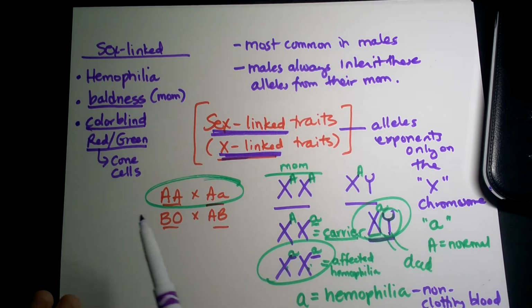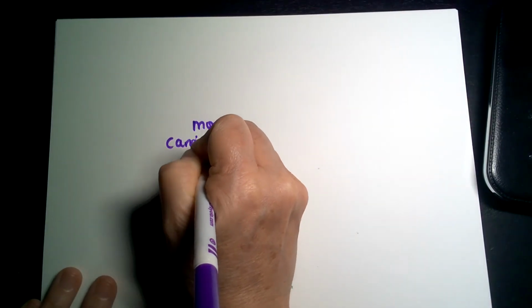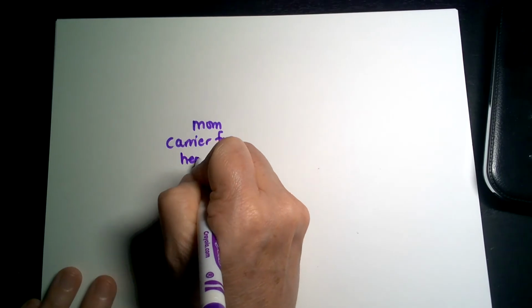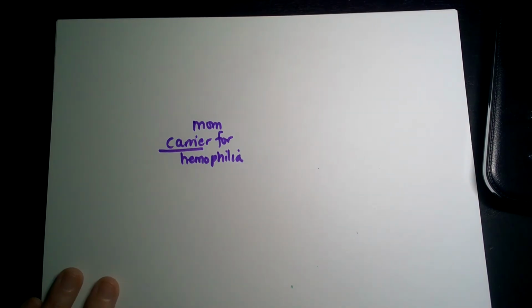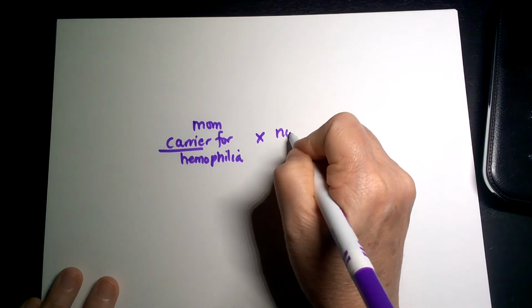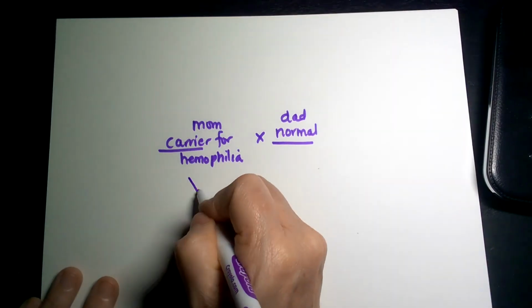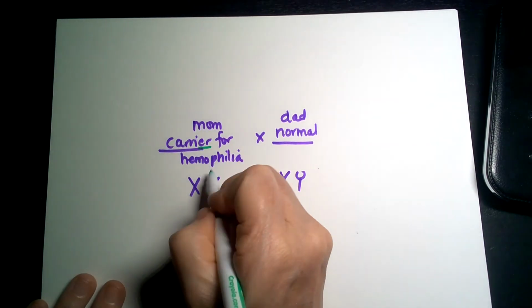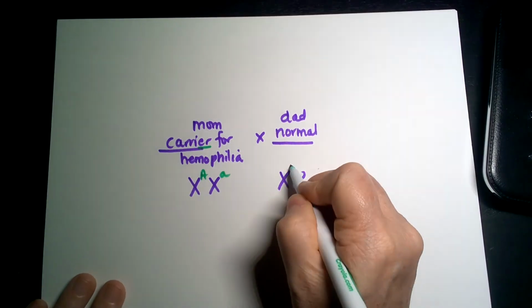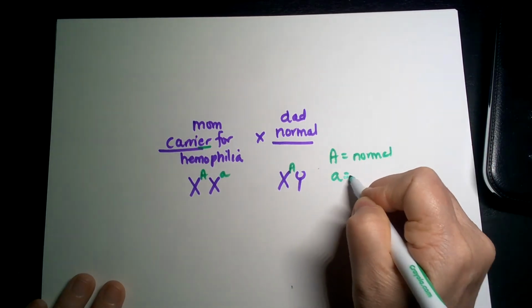So I'm going to do a couple of little Punnett squares for you, and then I'm going to have some questions. For example, say I have a mom who is a carrier for hemophilia, which means mom carries the trait but does not actually have hemophilia, and she marries a normal dad. So we start out with sex link, mom, dad. Mom is a carrier, so carrier means big A and little a, and dad is normal, so I'll give him a big A. Big A equals normal, little a equals hemophilia.